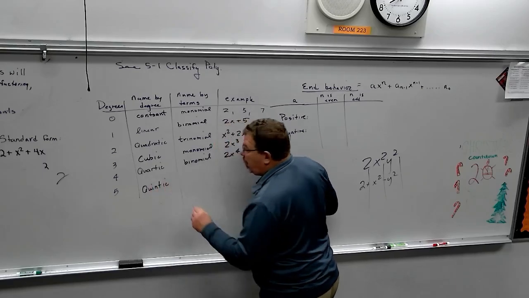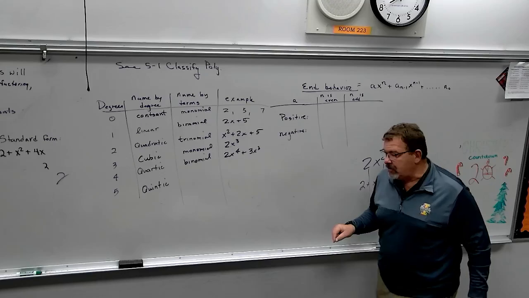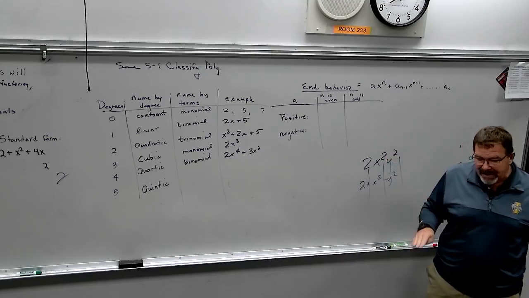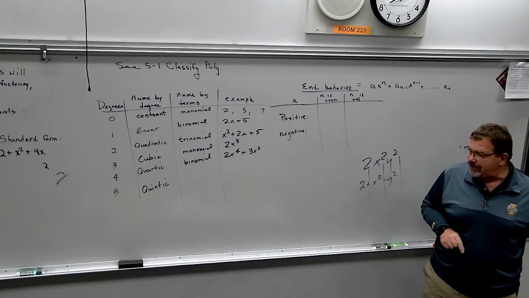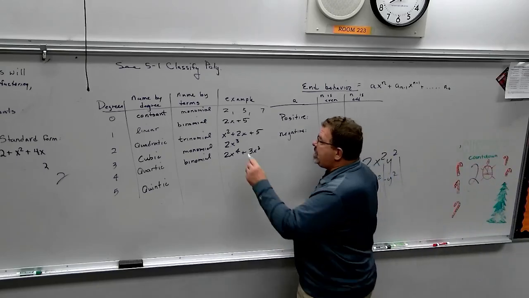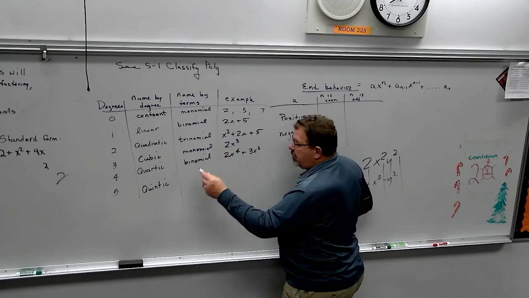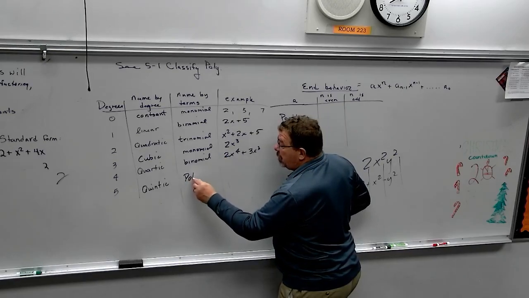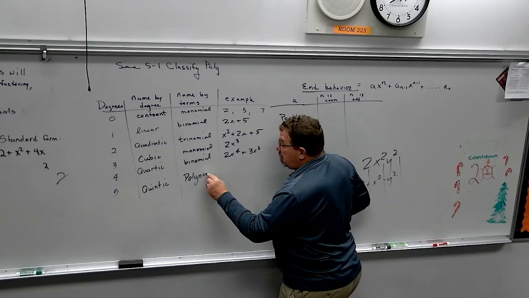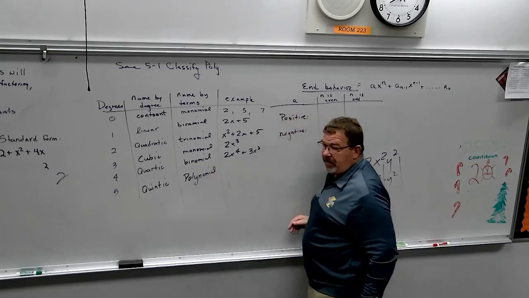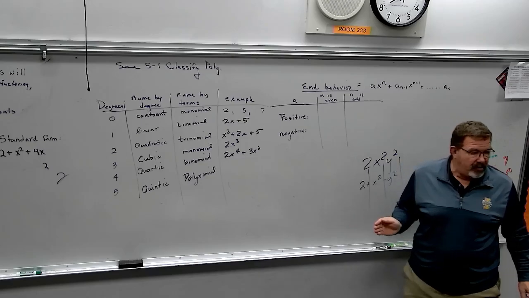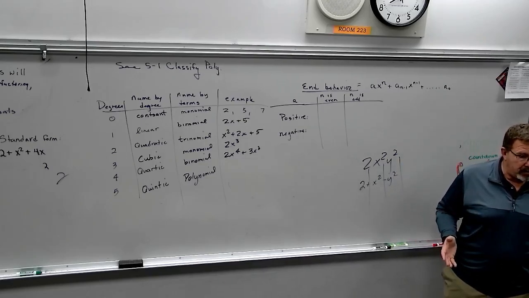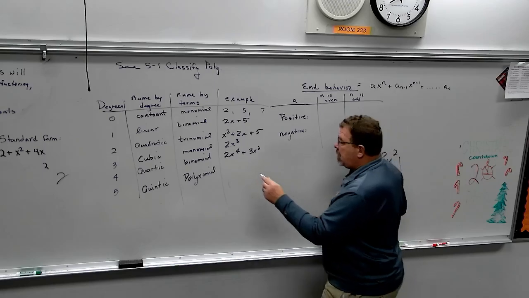With an N, quintic. So you have quartic with 4, quintic with 5. Now, what happens if you have more than 3 terms? Then it's called a polynomial. If you have something more than 3 terms, we don't have a name for it, we just call it a polynomial.